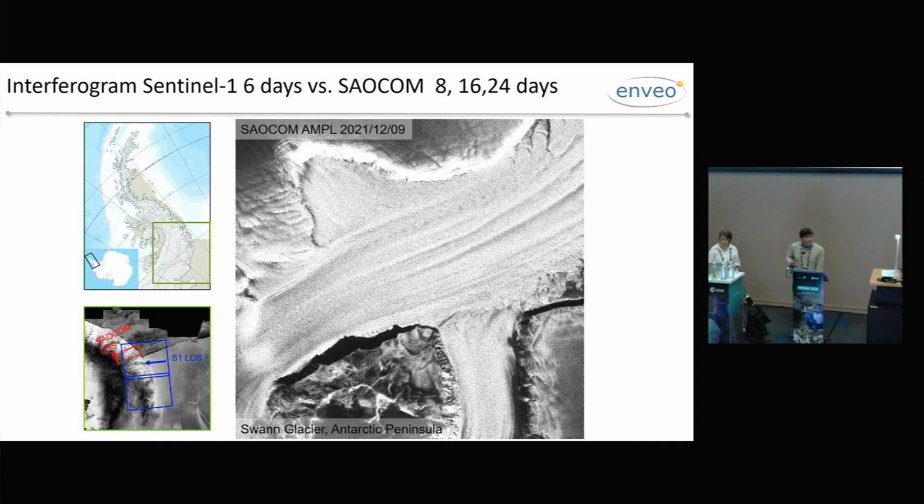Now the first example, I show you how the interferograms look like. So I select now a region in the very south of the peninsula. You see here the tracks of Sentinel-1 with the line of sight direction from here to here, and SAOCOM stripmap mode, much smaller, only 66 kilometers wide, with the look direction from the bottom to the top.